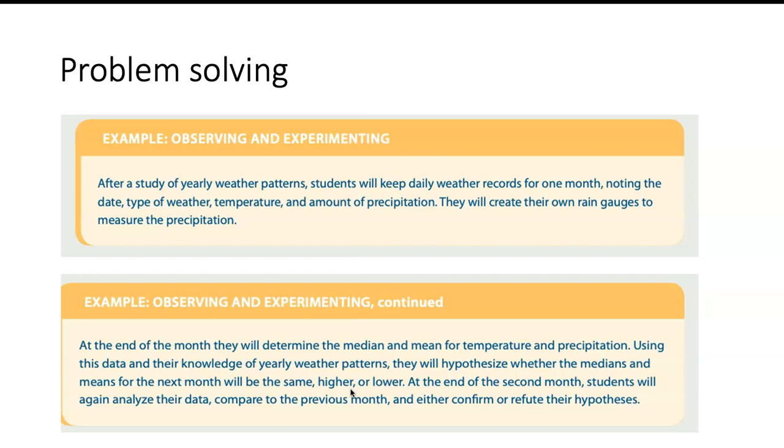And then at the end of the month, they will determine the median and mean for temperature and precipitation. And using this data and their knowledge of yearly weather patterns, they will hypothesize whether the medians and means for the next month will be the same, higher, or lower. I also really like using almanacs for lessons like this, and you can have your students compare the data that they collected, or the class from the year before's data, to their data, as well as the almanacs to see if the almanac predicted correctly the weather during that time.